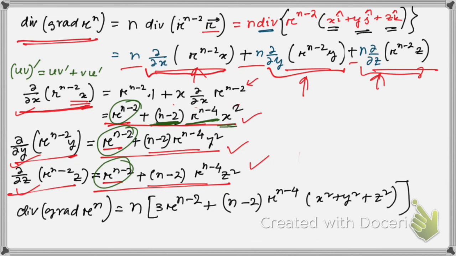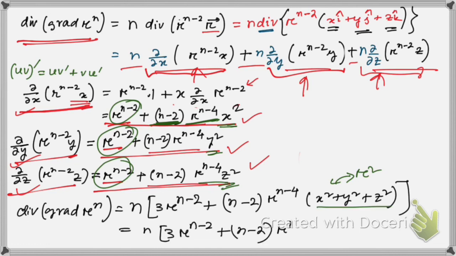So here you see, this is nothing but your r square. If you replace this by r square, then you're going to get this value. So let's move on to the next slide.